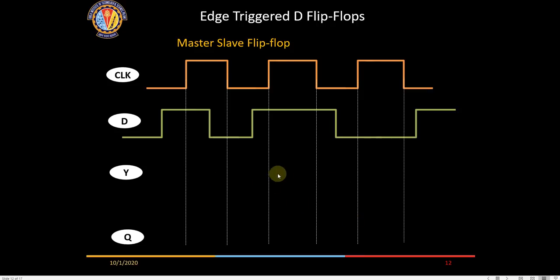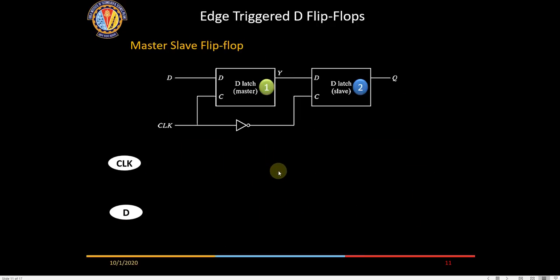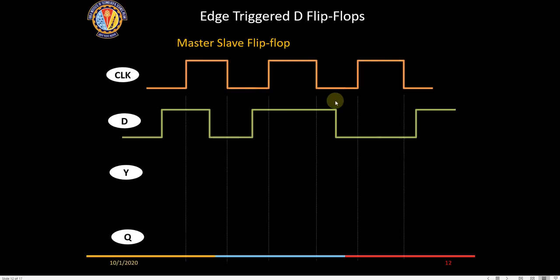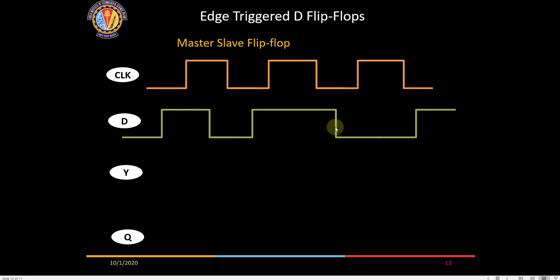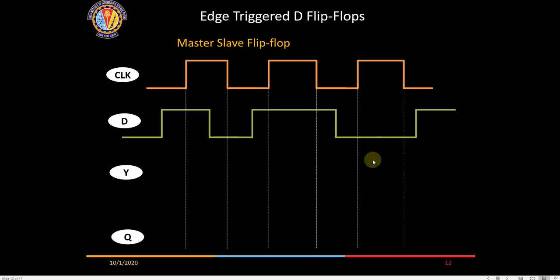Whatever change is there in the Y. You understand where is Y? This is Y, this is Q, this is clock, this is clock bar, this is D. So if you understand this graph, all your concepts of D flip flop, master slave flip flop will be clear. This is known as a D type master slave flip flop. When the clock is high, whatever is the change in D will get reflected in Y. So during the clock high, this is the change in D which is happening, that is getting reflected in Y.